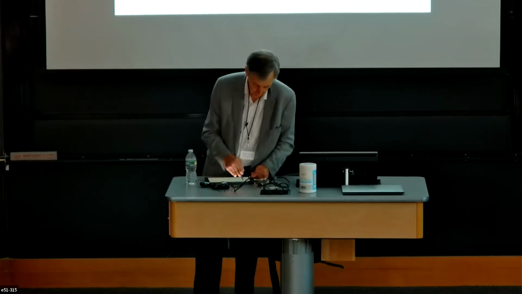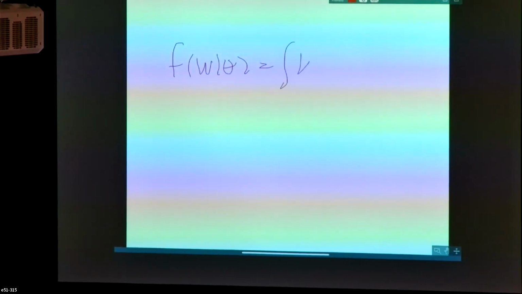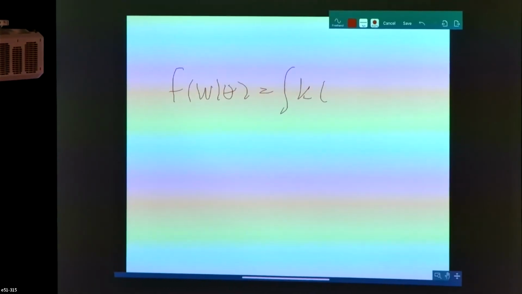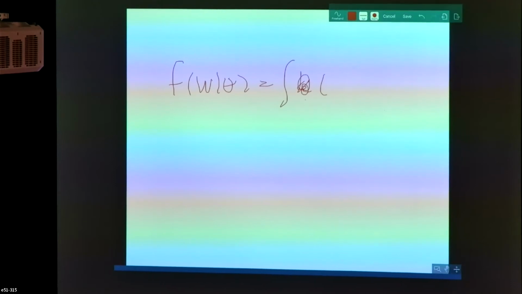What's true is the likelihood itself, and you can think about this as a probability. Suppose that you have f of w given theta is some integral of some k of, I'm going to call it something different, some L of w, theta and s integrated over k of s. You could do that, and you could get a simulated value of the likelihood.